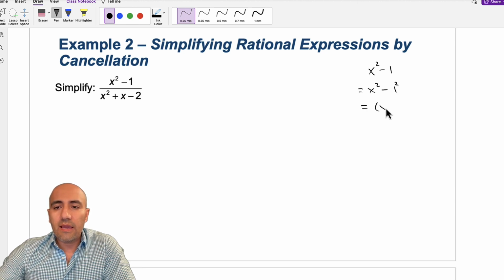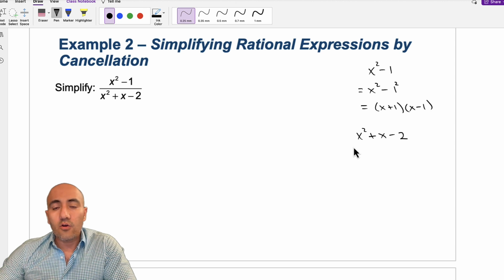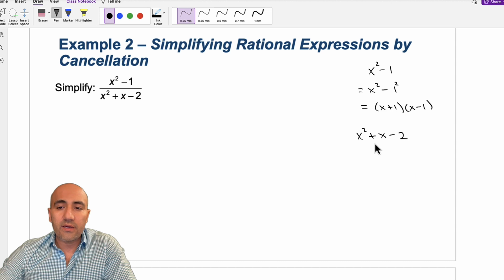So this is going to be x plus 1, x minus 1, just from our patterns of common factors. Okay, the denominator, on the other hand, that one is x squared plus x minus 2. Going through my list of factoring techniques, they don't have anything in common. There's no common letters or numbers. Factor by grouping wouldn't work because there's only 3 terms. This does not fit any of my patterns, so no way to simplify that.